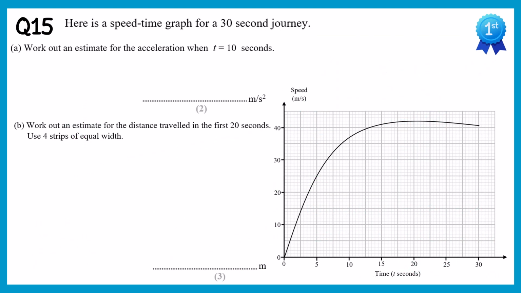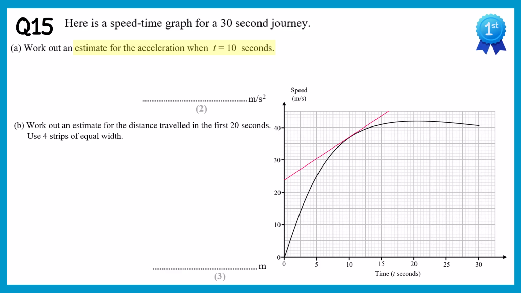In the first part of this question, we need to estimate the acceleration for when t equals 10. Since we're working with a speed-time graph, we can find the acceleration by finding the gradient at this point. This graph is curved, so to find the gradient, we're going to need to draw a tangent at the time when t equals 10. So if we draw a tangent where t equals 10, it would look something like this.